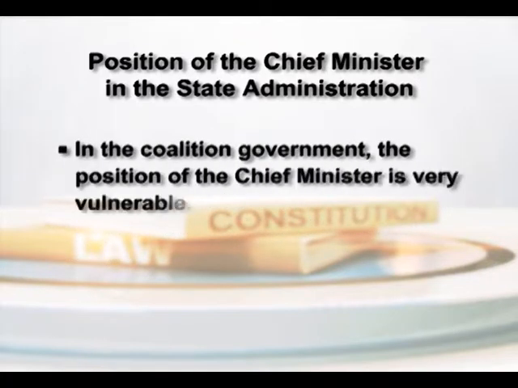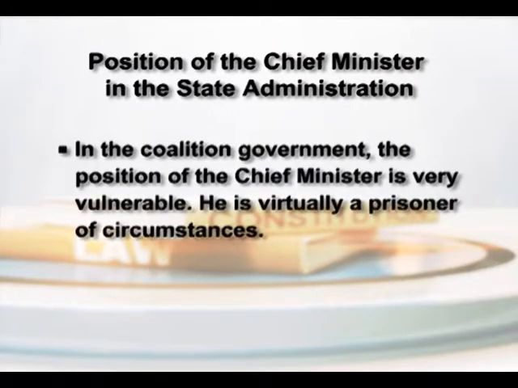Finally, we can say that in a coalition government, the position of the Chief Minister seems to be very vulnerable. In fact, a Chief Minister in a coalition government is virtually a prisoner of circumstances. He holds the office at the pleasure of the parties constituting his coalition. He is under constant fear that any partner of his coalition might get out of the coalition government and withdraw the support.